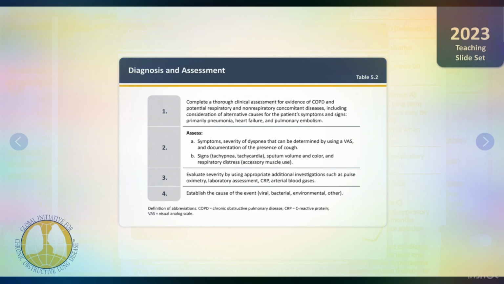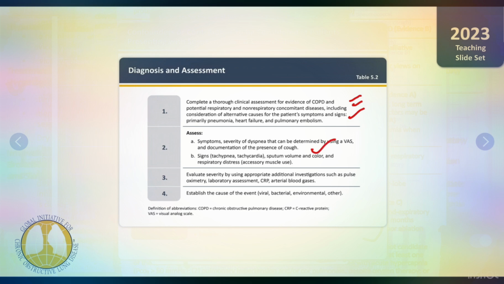After that, they are talking about the diagnosis and the assessment. They are telling a complete and thorough clinical assessment for evidence of COPD and potential respiratory and non-respiratory concomitant diseases, including consideration of alternative causes of patient symptoms and signs. Primarily pneumonia, heart failure or pulmonary embolism could be there. We should assess the symptom severity of dyspnea, which can be determined using the mMRC scale, and document the presence of cough. Then we should check signs like tachypnea, tachycardia, sputum volume and color. We should check whether there is respiratory distress or not. If the patient is using accessory muscles, then we can think it is due to respiratory distress.